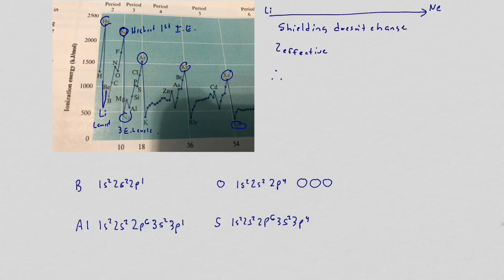Why is that? Because lithium has an atomic number of 3, whereas neon has an atomic number of 10. And this is the nuclear charge. It's the number of protons in the nucleus. And it's more effective because the shielding by the inner electrons really doesn't change very much.